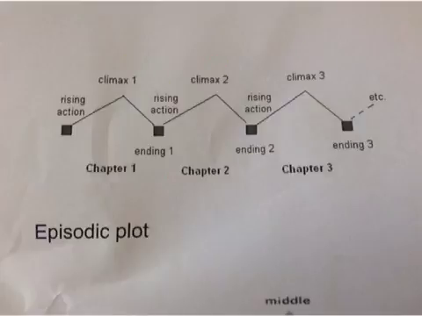So when we read our first book, Harris and Me, you're going to see that every chapter has a little rising action, climax, falling action. Chapter 2 is going to have a rising action, a climax, and a falling action. Chapter 3 is going to have a rising action, a climax, and a falling action, etc.